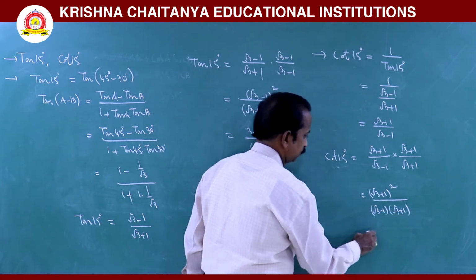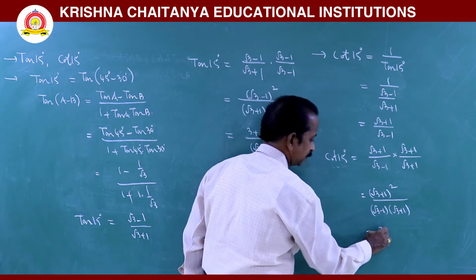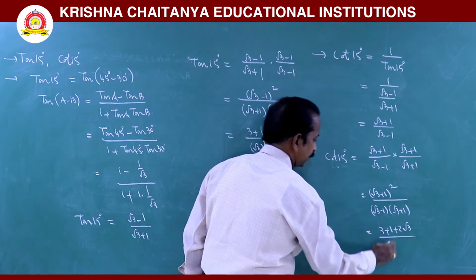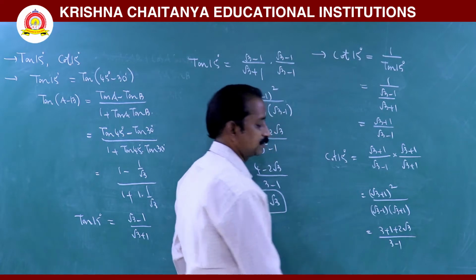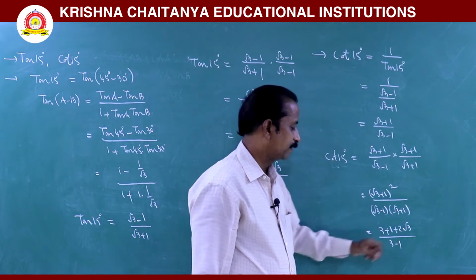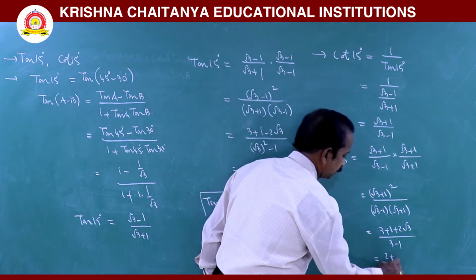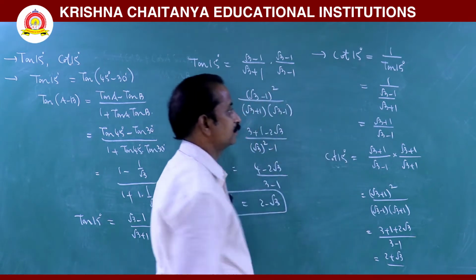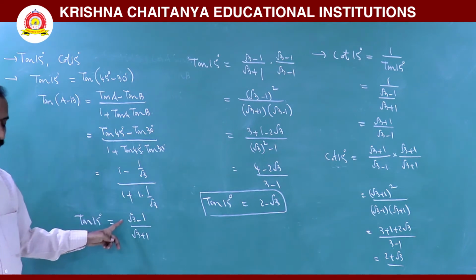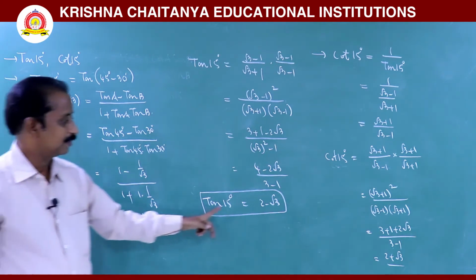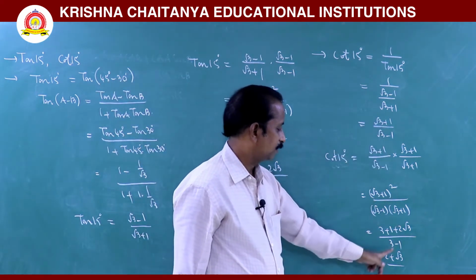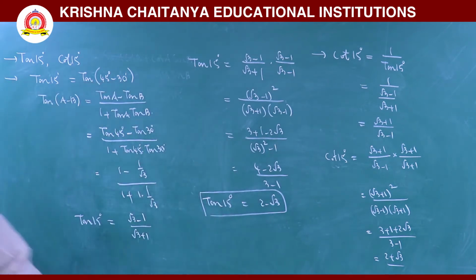For the (a plus b) whole square expansion, 3 plus 1 plus 2 root 3, divided by a square minus b square, which means 3 minus 1. 3 plus 1 is nothing but 4, so 4 plus 2 root 3 divided by 2. The 2 is common and gets cancelled, so the value is 2 plus root 3. Therefore, tan 15 we can write in two ways: root 3 minus 1 by root 3 plus 1, otherwise 2 minus root 3. Cot 15 is root 3 plus 1 by root 3 minus 1, otherwise 2 plus root 3.